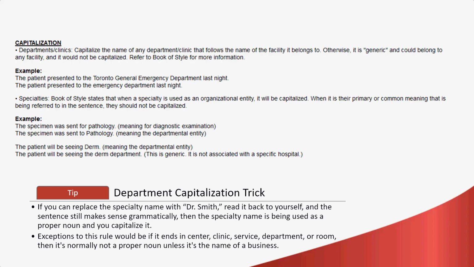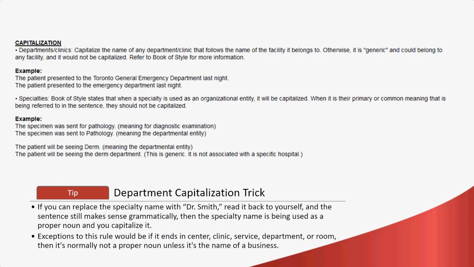Okay, all right, so let's just go back, see if I missed anything. Book style states that when a specialty is used as an organizational entity, it will be capped. When it is their primary or common meaning being referred to in the sentence, they're not capped. So we're just kind of using the Dr. Smith trick to basically replace it with another proper noun. And if it works, it's acting like a proper noun, so we should cap it. But just be really careful, like things like occupational therapy will say.